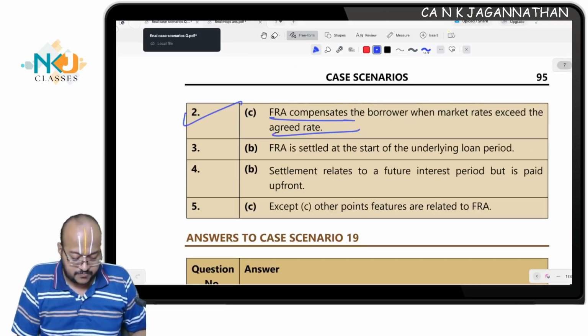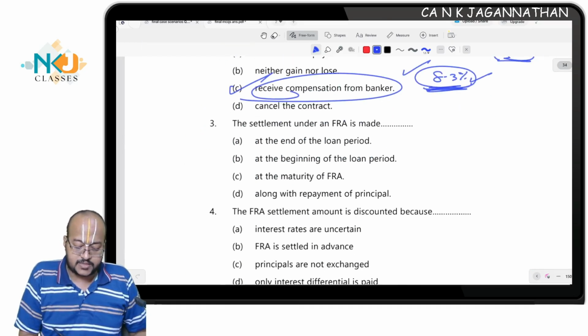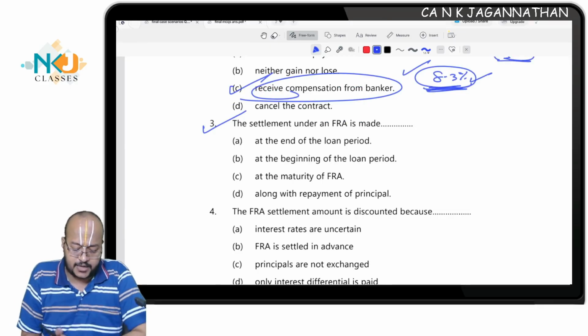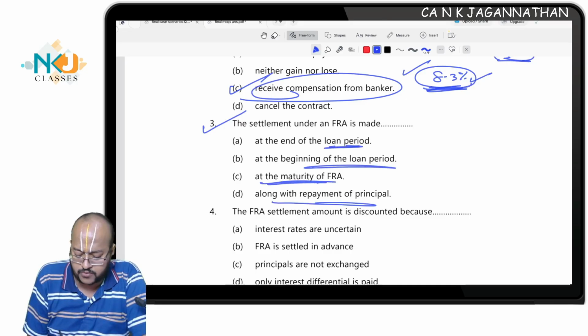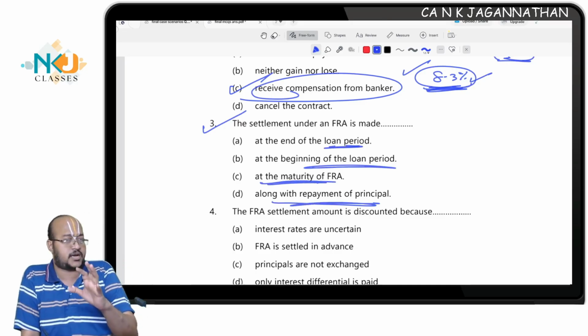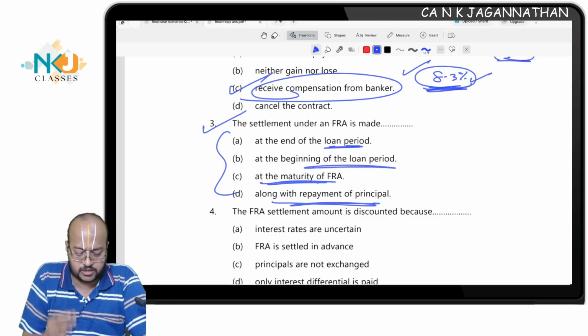Now, shall we move on to the next question? Okay, 3. The settlement under FRA is made at the end of the loan period, at the beginning of the loan period, at the maturity of FRA, along with the repayment of principal. This is a very, very tricky area. I told you, I've covered it here many times. See, even in the marathon, I covered this concept.